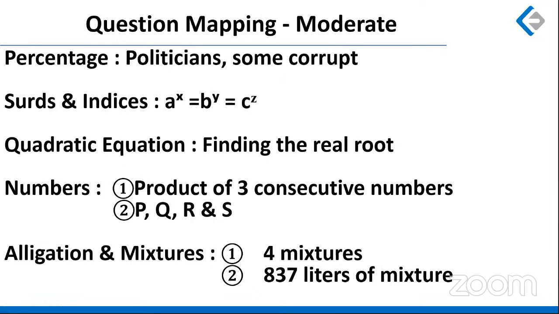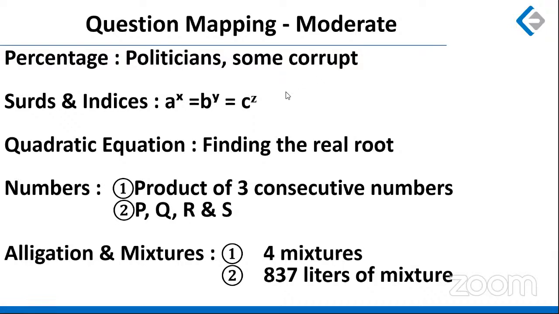Percentage, the first one starting itself was a very easy question. I would again call this easy rather than moderate, but there were small things which would probably make it moderate. It was about some politicians, 10% of the politicians are corrupt, things like that. Some were corrupt, some were not corrupt, some won, some lost. So out of these, some won and some lost, and then a percentage is asked. So quite a very easy standard question.